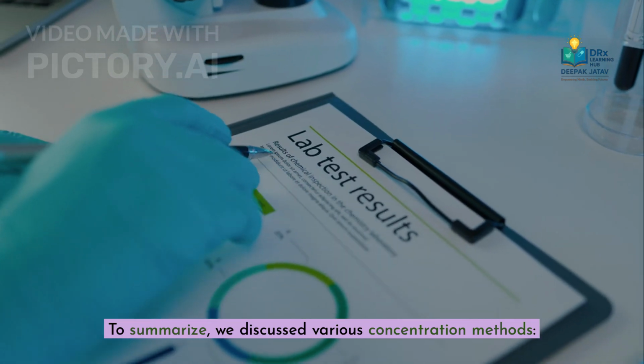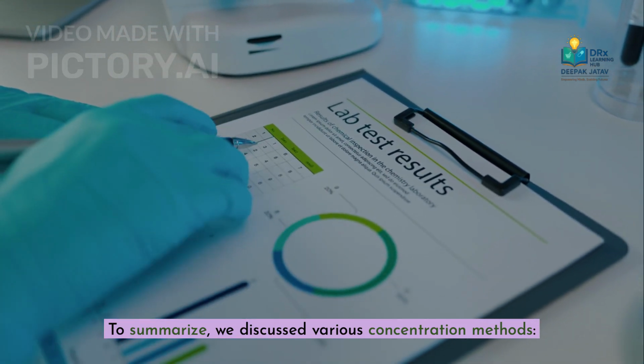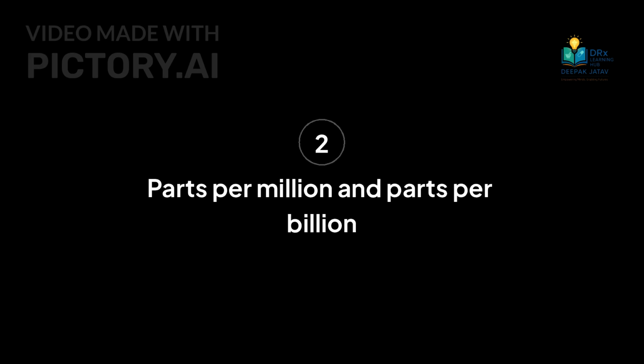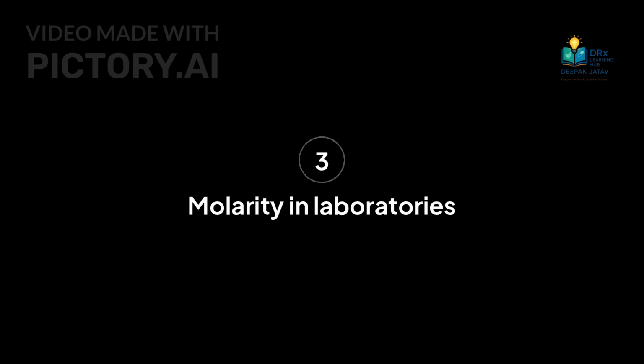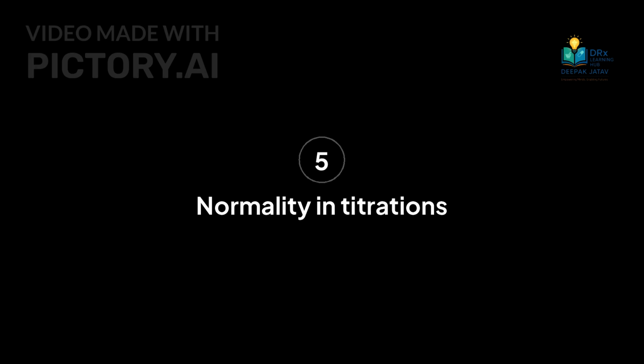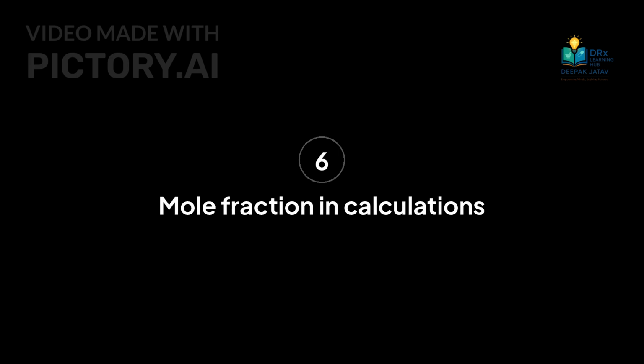To summarize, we discussed various concentration methods. Percentage expressions are simple. ppm and ppb are for trace analysis. Molarity is common in labs. Molality is useful in thermodynamics. Normality applies to titrations. Mole fraction aids in various calculations.